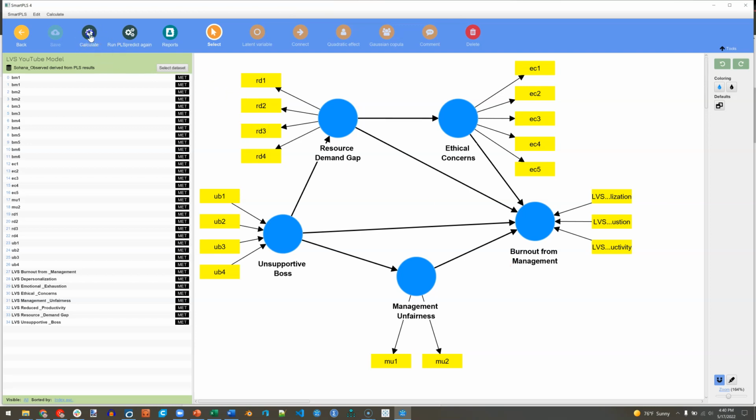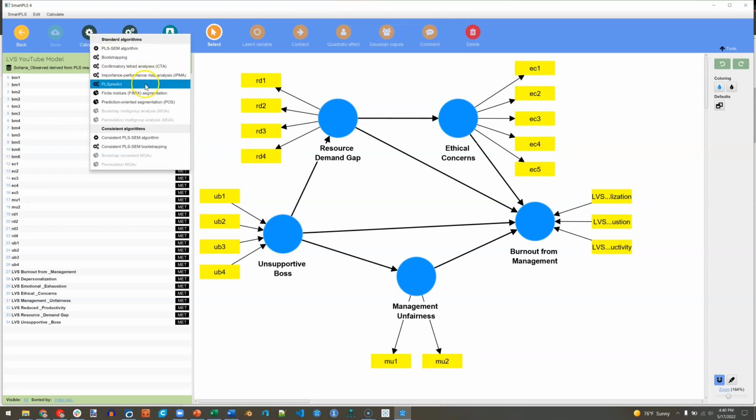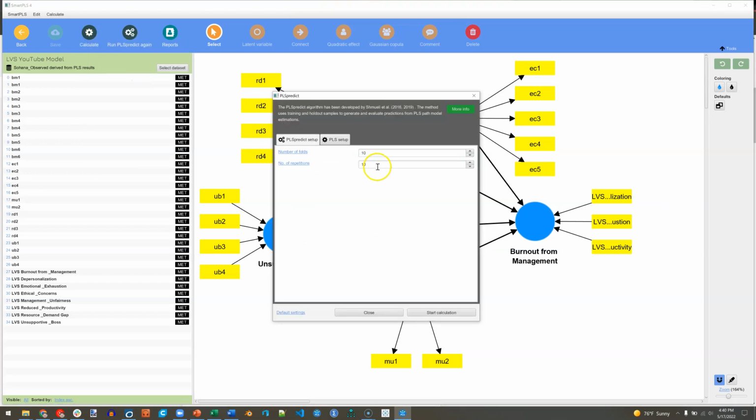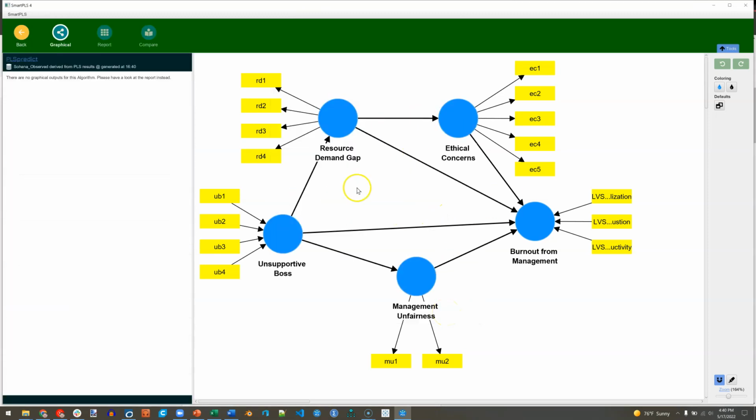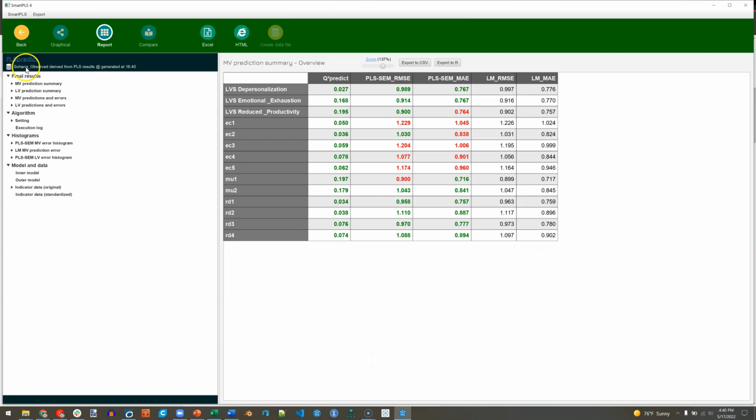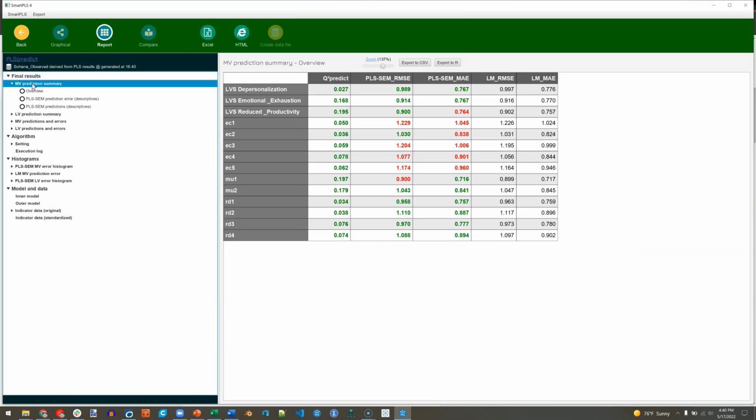Well, what we do is we go to Calculate, and then select PLS Predict. There are some defaults, 10 folds, 10 repetitions. Those are fine, just keep those. Over in the PLS setup, I'm gonna keep it on path, standardized, and default weights, and hit start calculation. When it's done, nothing will show up on the model. You have to go to the report, and you wanna look at the MV, manifest variable, summary prediction.